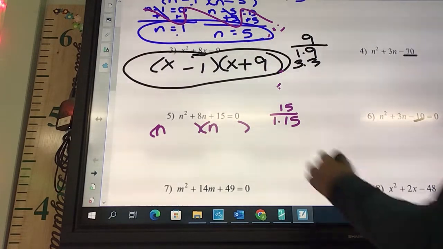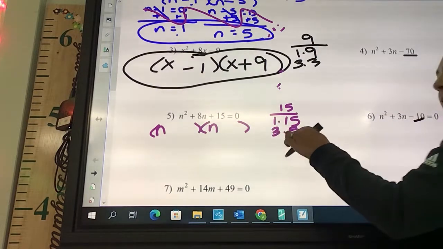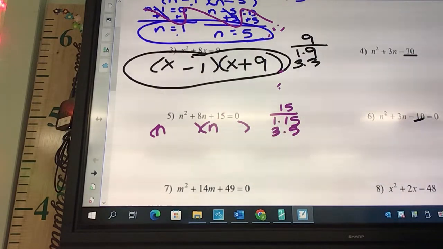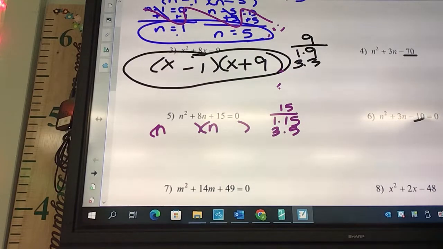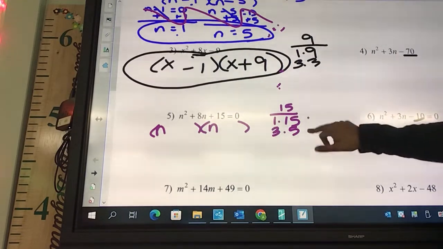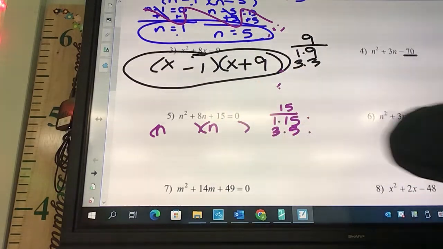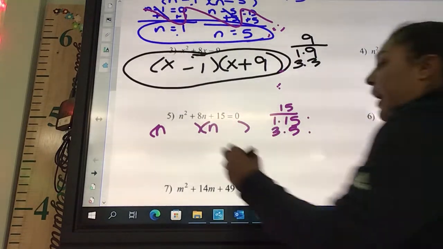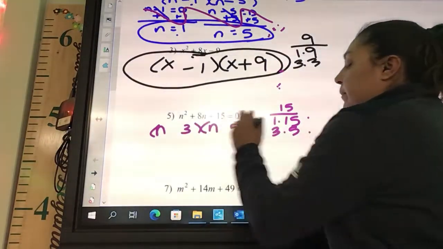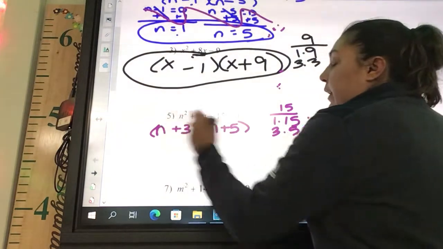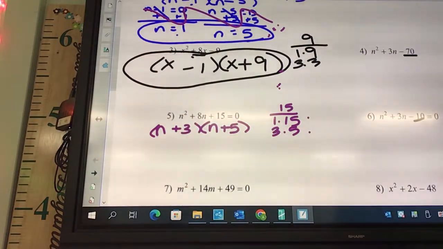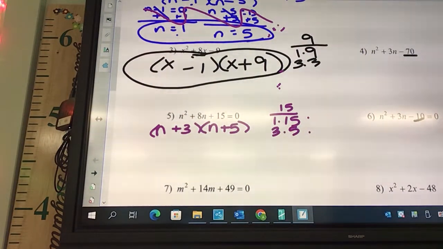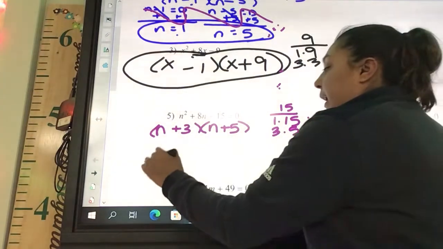4. No, and then 5 is already on our list, so we know we've covered every possible answer. Okay, of these groups, I got 1 and 15 or 3 and 5. What could give me an 8? 3 and 5. How could I get a plus 8? Plus, plus. Okay, now, do we stop or keep going? We keep going because it says equals 0. So it's going to look like n equals what?